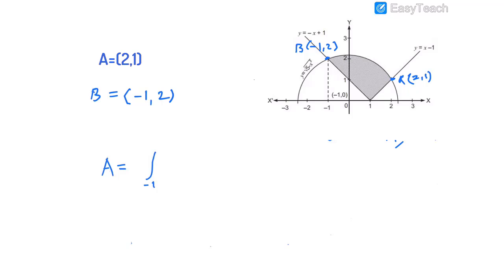The required area is the integration from minus 1 to 2 of the circle, the area under the circle, and we don't need the area below this line, so we subtract the area below this line from minus 1 to 1 and from 1 to 2. So we write here minus integration minus 1 to 1, the line minus x plus 1 dx, and minus integration from 1 to 2 x minus 1 dx.